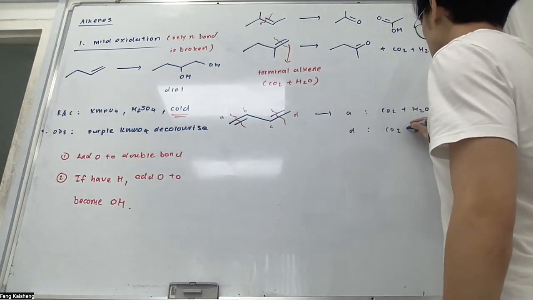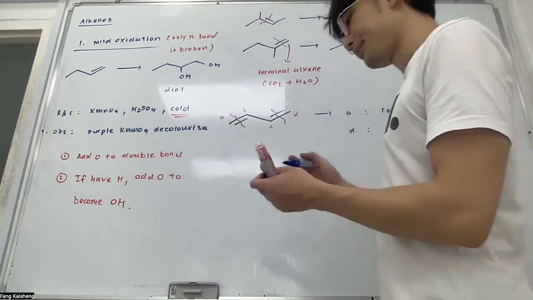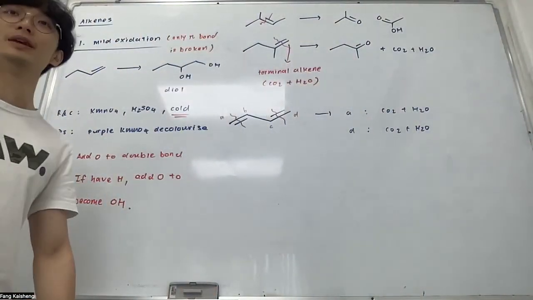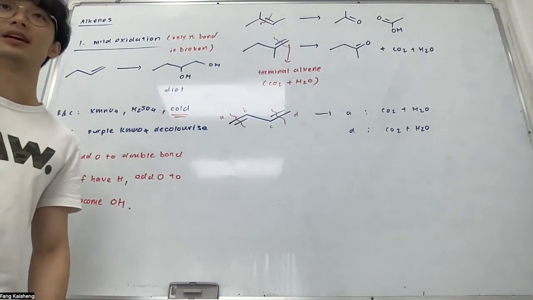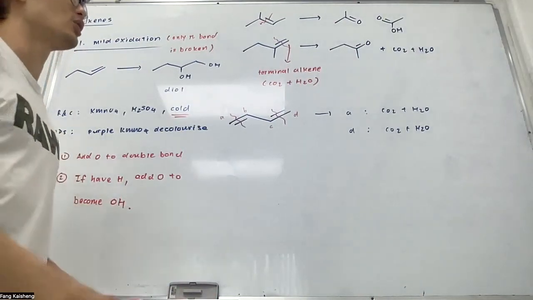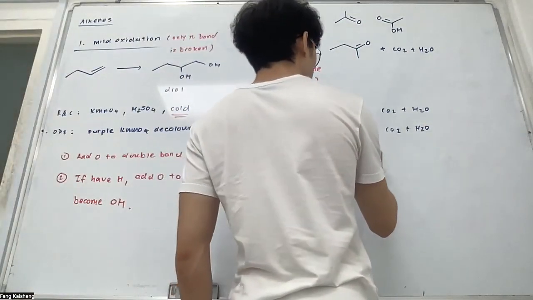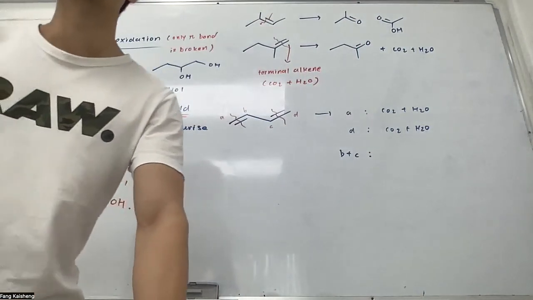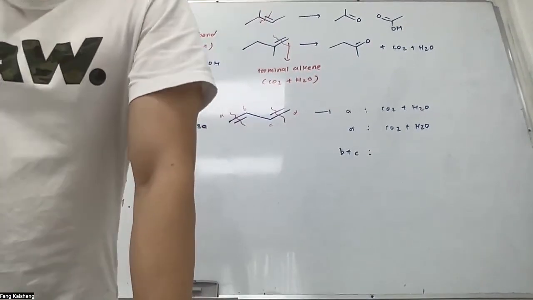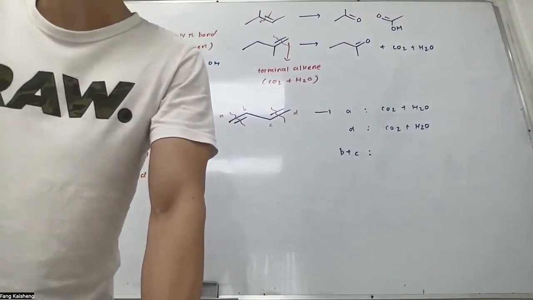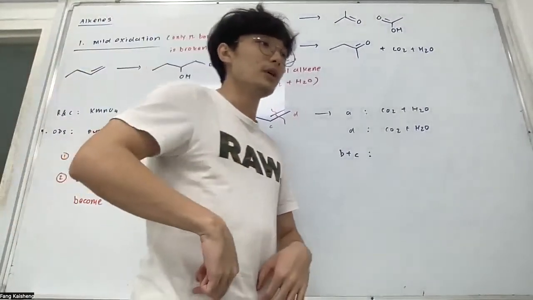Let's do B and C. Are B and C separate or together? That's why I like to draw the squiggly lines. You can clearly see B and C are together. Can you all give it a try? Since they're together, I'm just going to call them B plus C, and draw the structure. Keep practicing, and you're going to get it very quickly.